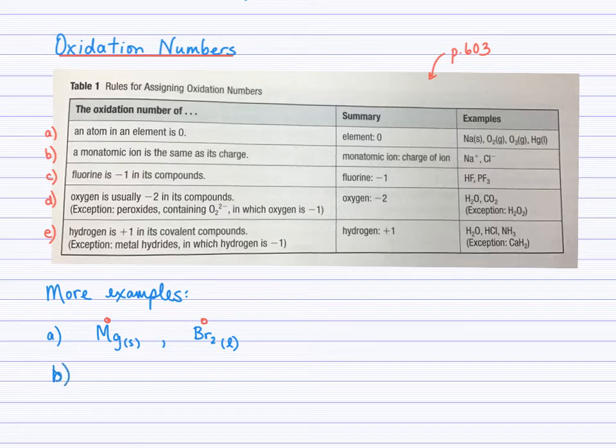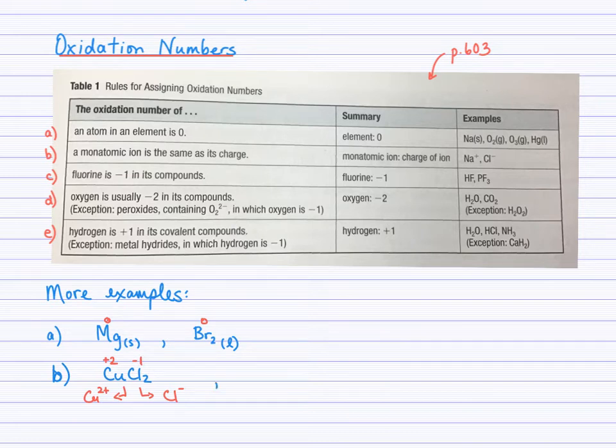Now to continue on, for row B, the oxidation number of a monatomic ion is the same as its charge. So you may see the formula CuCl2. And so it's up to you to recognize that as an ionic compound made of the copper 2 ion and the chloride ion. And so the charge on that single atom ion of copper is 2 positive, and so the oxidation number is positive 2. The charge on the chloride ion is -1, and so the oxidation number on the chloride ion is -1.